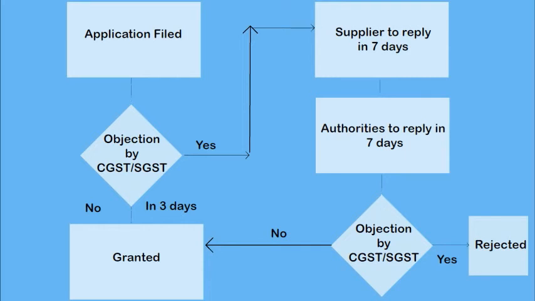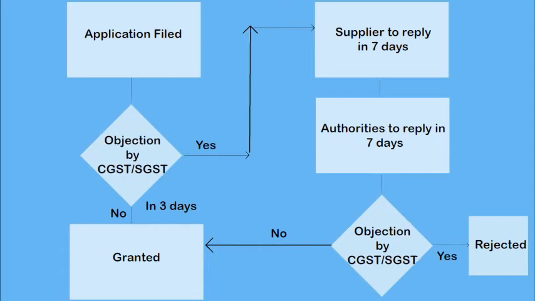A registration has to be granted within 3 days if neither the central nor the state authorities have an objection. If they have an objection, it will be communicated to the supplier and he then has 7 days to reply. Once he replies, the authorities then have 7 more days to take a decision. If any of the authorities still have an objection, they could refuse to grant the registration, but only after giving due opportunity to the supplier to present his side of the case.